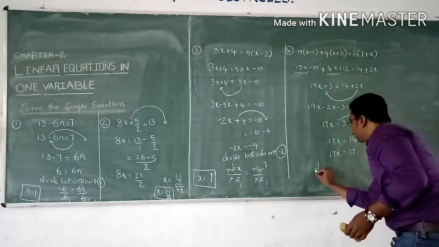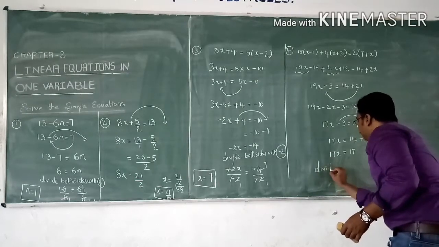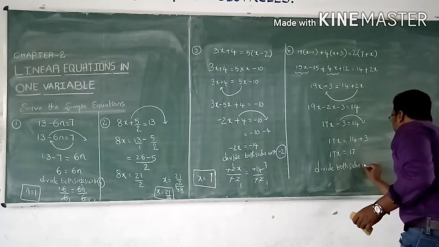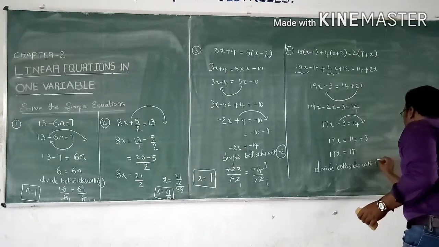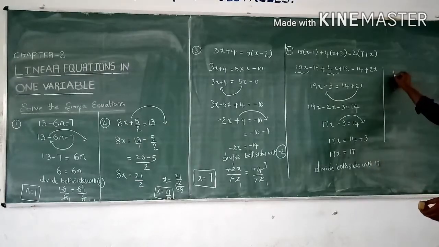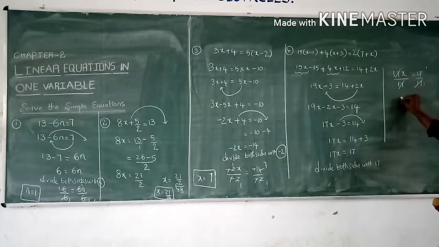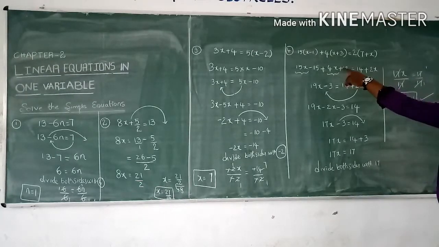Now divide both sides with 17. So 17x by 17 is equal to 17 by 17. 17 ones are 17, 17 ones are 17. So 1 into x. So here we get the value of x is equal to 1. So this is the solution of this simple equation.